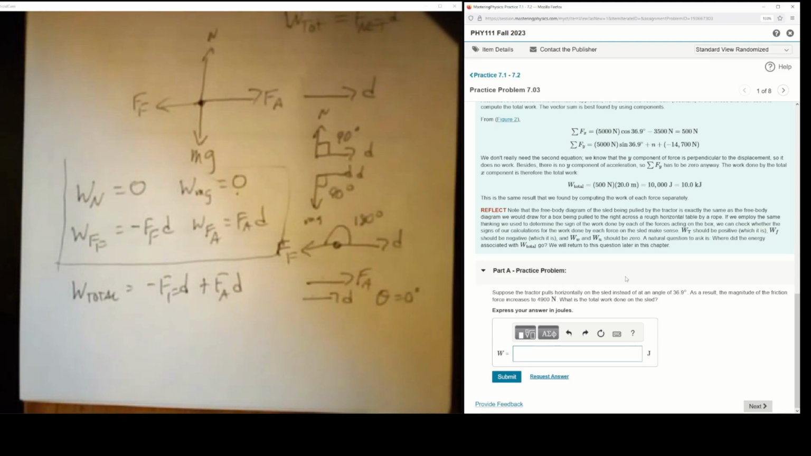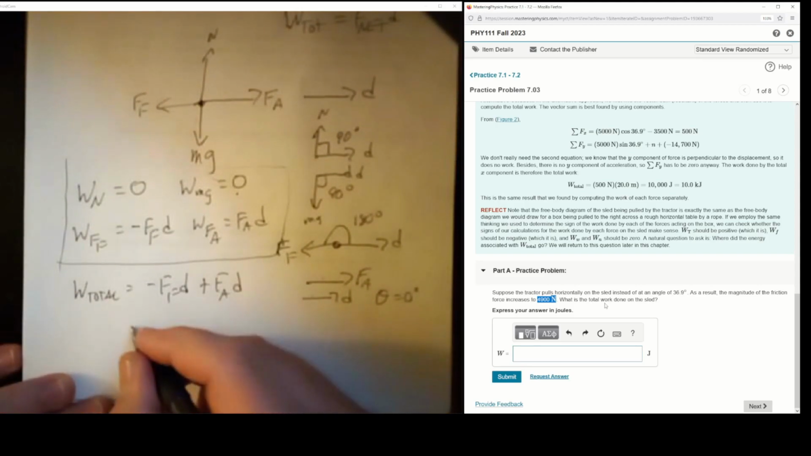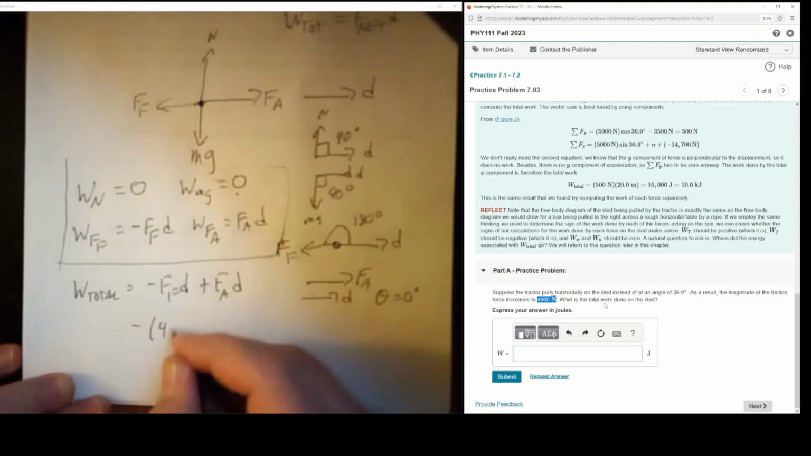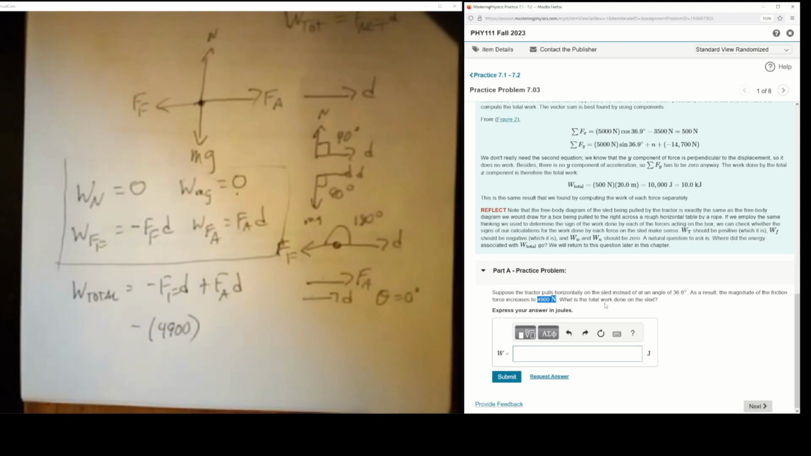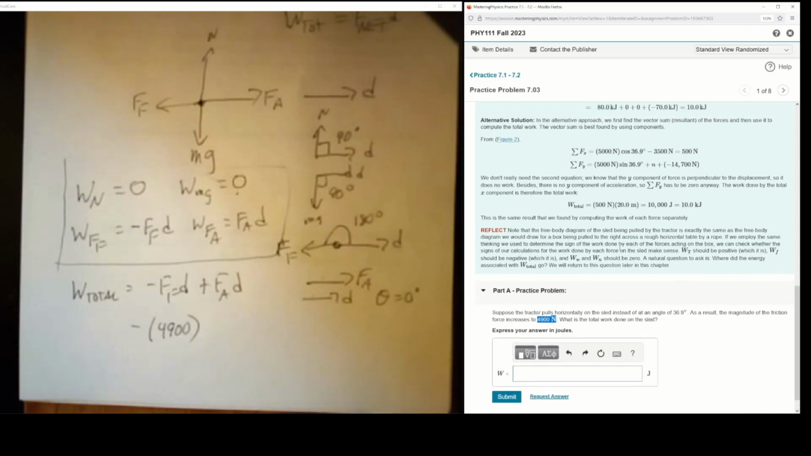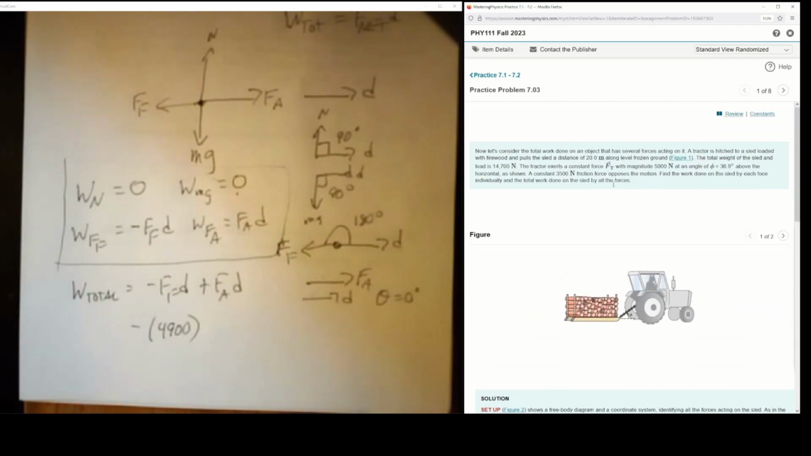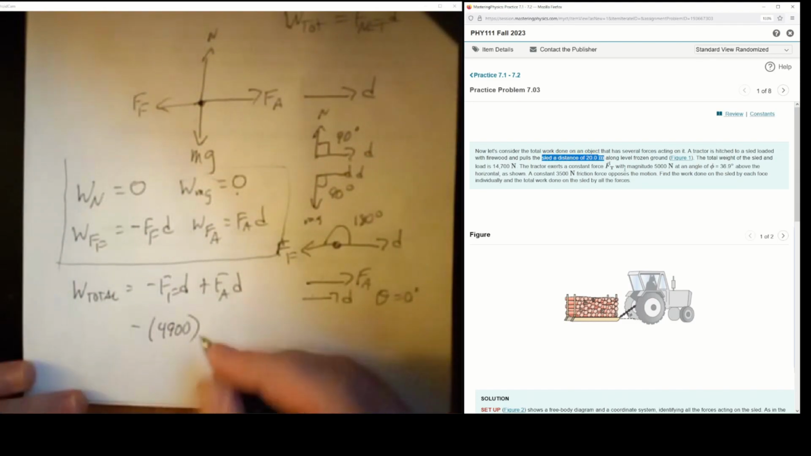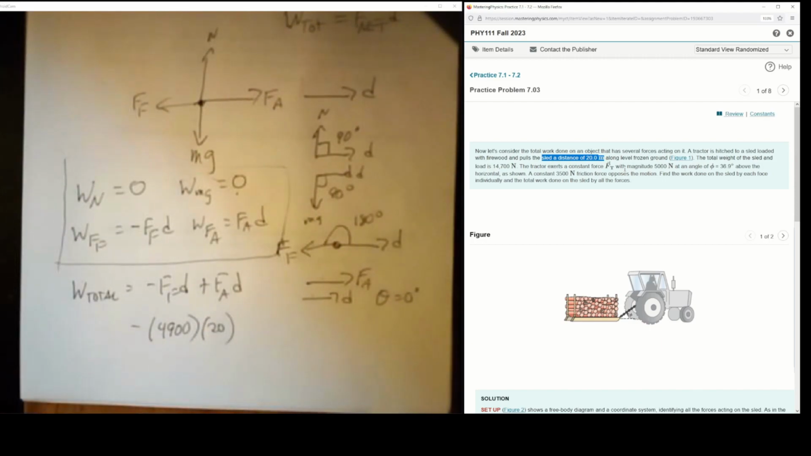And if we look at our problem here, to the right over here, they actually tell us what the force of friction is, 4,900 newtons. So they're telling us that the force of friction is 4,900 newtons. And they're telling us the displacement, the distance traveled, is actually all the way at the top up here, where they say the sled travels a distance of 20 meters. So our D is 20. That's how far we're going to pull this sled.